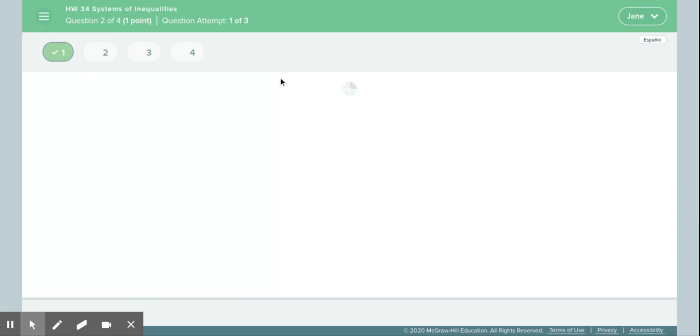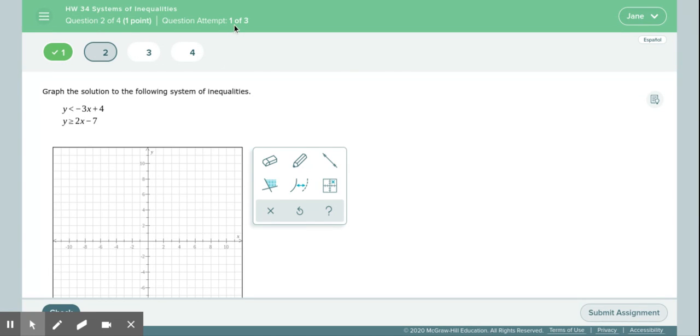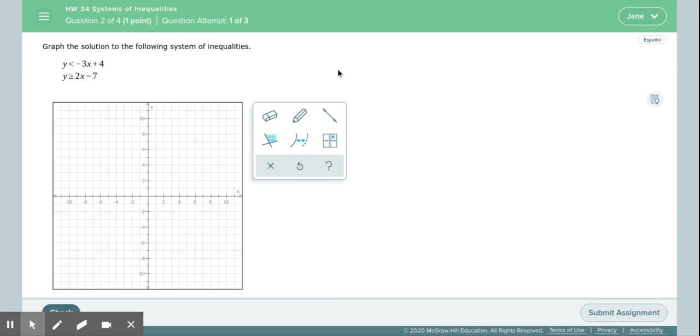So let's go through and do another question together. The nice thing about these homework assignments is that you get 3 attempts on them. So if you mess up the first time, you get to try it again. Before you do that third attempt, I'm going to highly suggest that you reach out to your algebra teacher and ask for some help if you need that help.